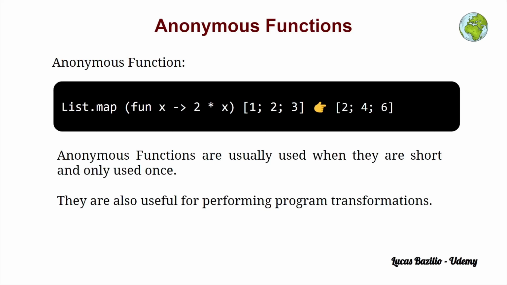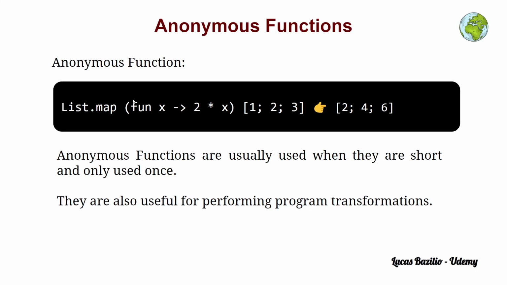So the interesting thing here is that we can also use anonymous functions when using higher order functions. For instance, here we are using the higher order function map, and the function that we want to apply to each element is an anonymous function, as we can see here.